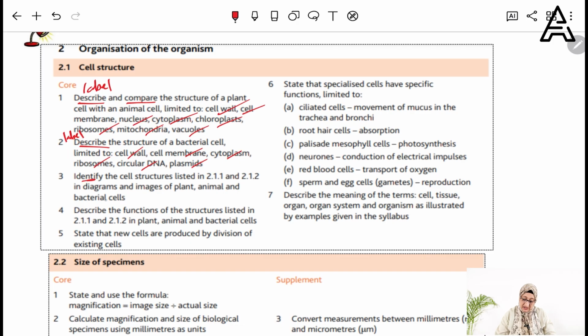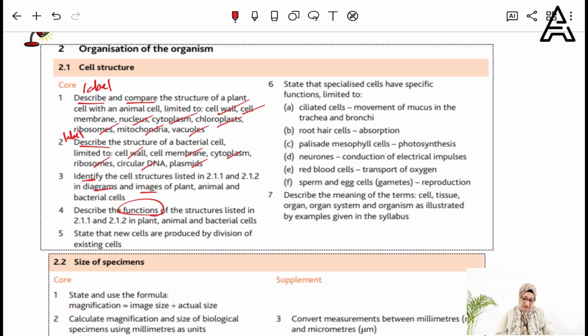Identify the structures in diagram and image. What does diagram mean? The one drawn by hand. Image is the electron microscope or photomicrograph, the black and white electron microscope picture. Okay. Describe the functions of these structures. We said at the very beginning that each organelle has its own function. The mitochondria: production of energy, respiration and production of energy. Ribosome: synthesis of protein, and so on.